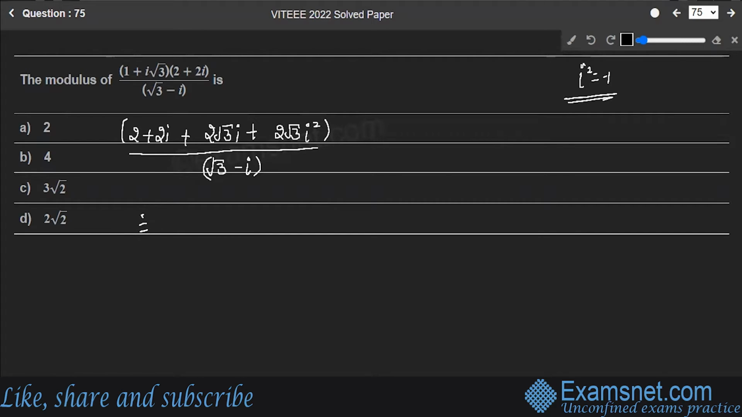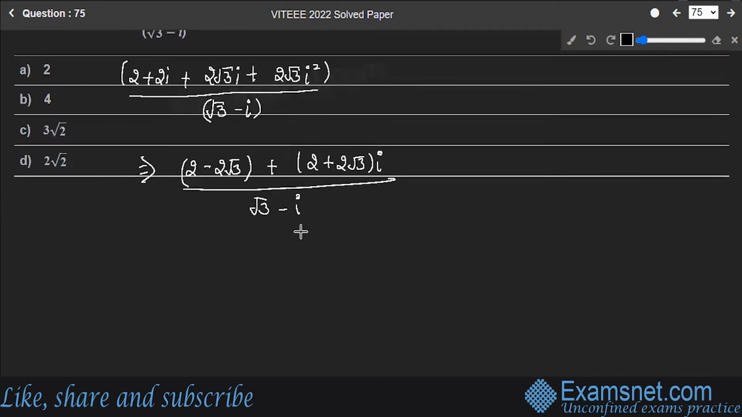So this one will become 2 minus 2 root 3. And I'll take the iota common. So this will be 2 plus 2 root 3 iota whole divided by root 3 minus iota. Okay, so now let's do one thing. I'll rationalize the denominator, multiplying the numerator and the denominator by root 3 plus iota.